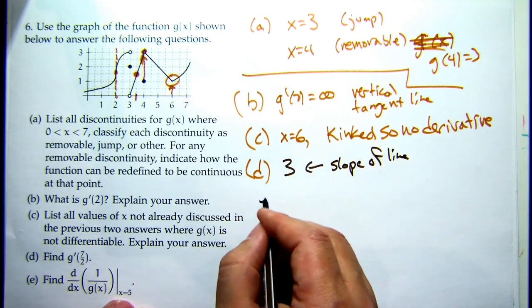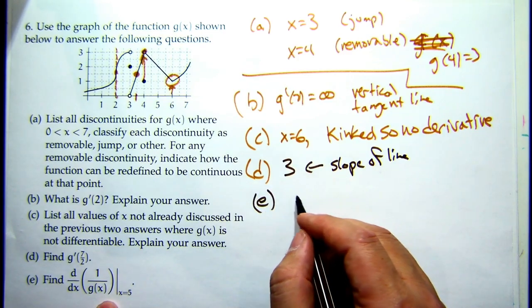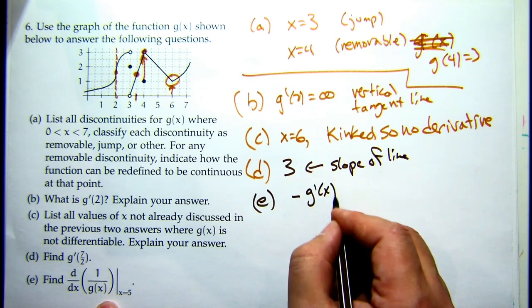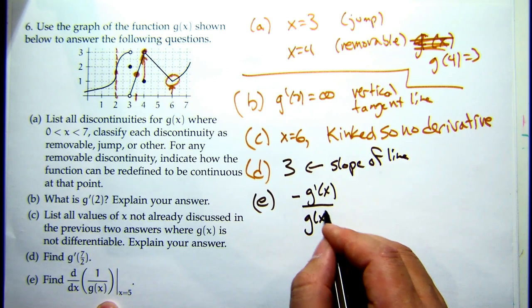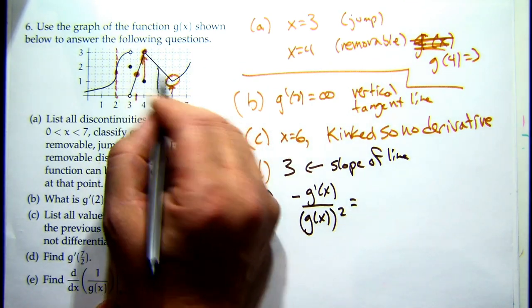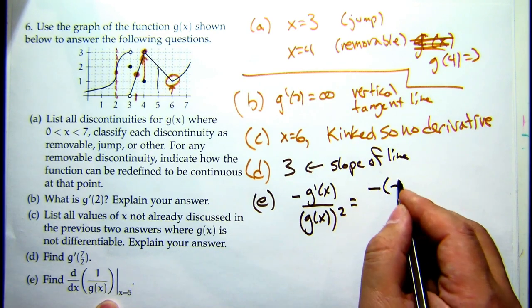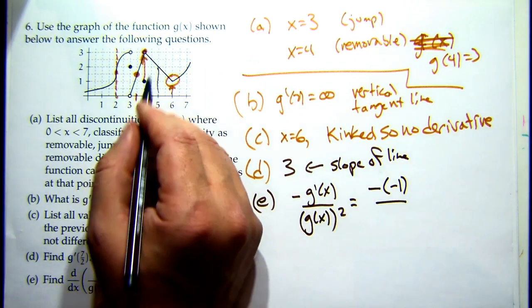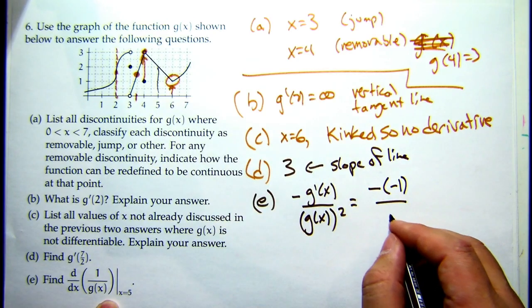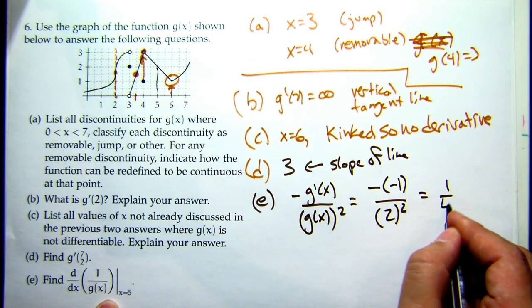All right, and finally for E, if I want to find the derivative of 1 over g of x at x equals 5, first thing is just find the derivative. If you do the general inversion rule, it's minus g prime of x over g of x quantity squared. Look at 5. What's the slope? Negative 1. So it's minus minus 1 over, what's the value at 5? 2 squared. So it's 1/4.